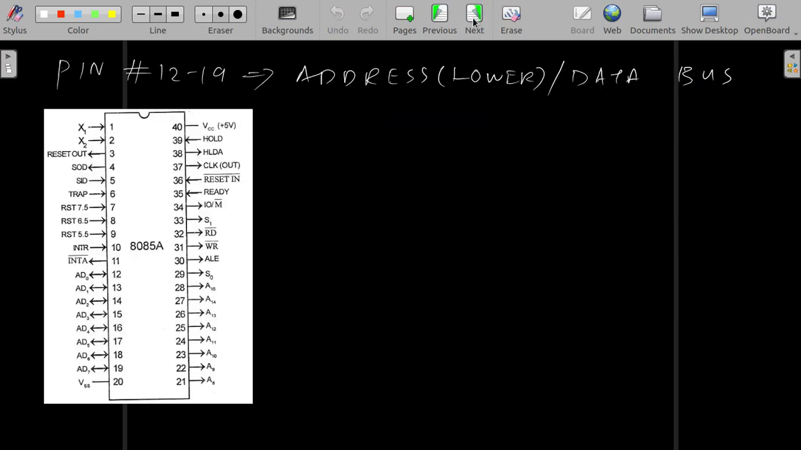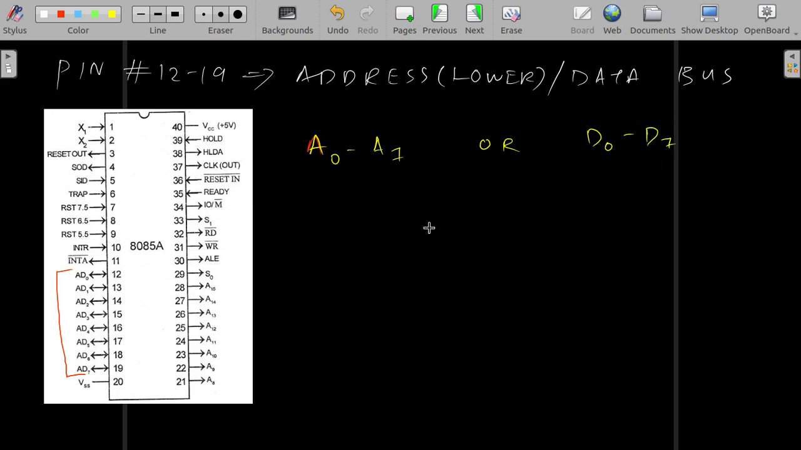Okay, moving on. The next set of pins is pin number 12 to 19, which is coming here, right? If you see here, it is the lower part of the address bus and the data bus. That is, it can either act as A0 to A7 or can act as D0 to D7.